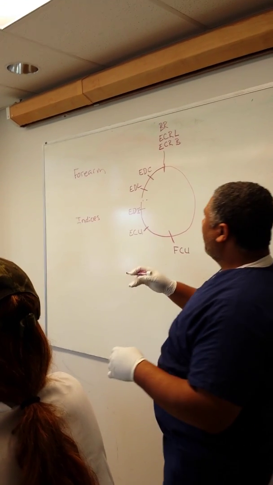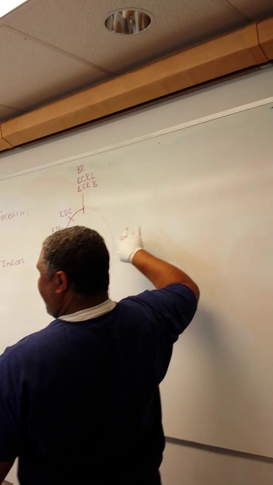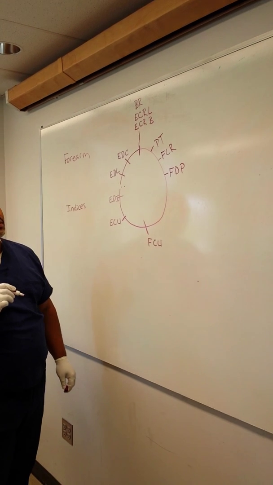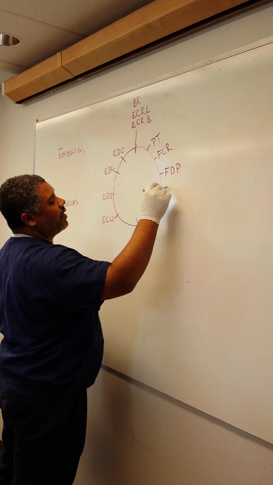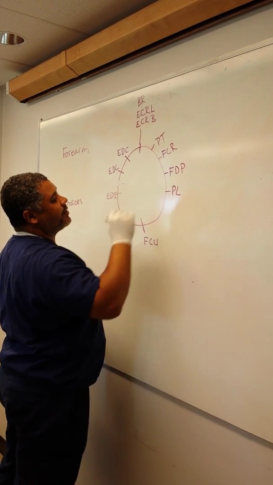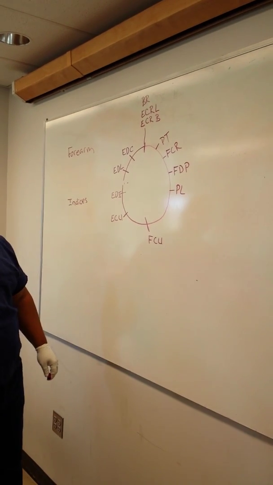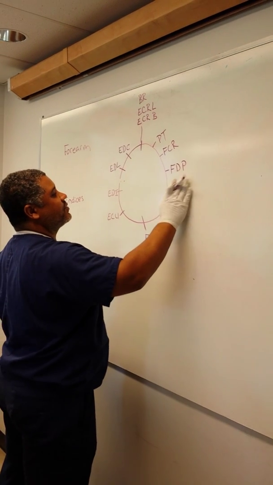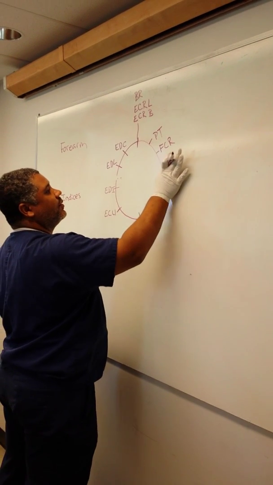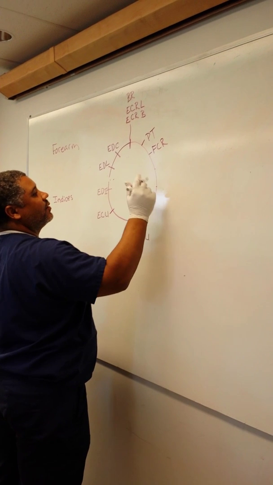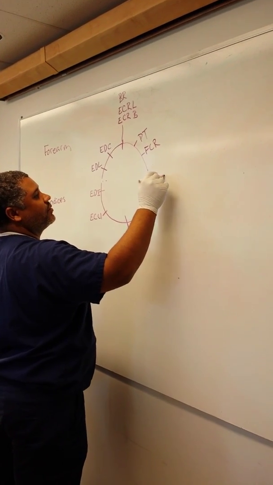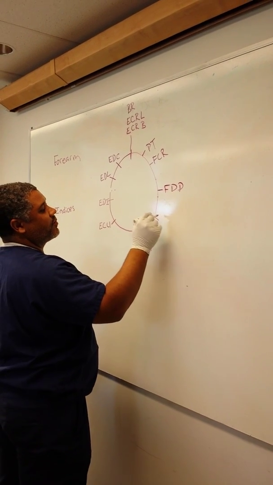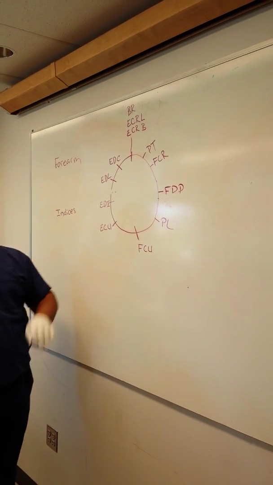All right, so going this way, then after that, you're going to have the palmaris longus. Actually, that should be a little closer to, so down to about here, it should be the flexor digitorum profundus, and then right here, it should be the palmaris longus, and then the flexor carpi ulnaris.